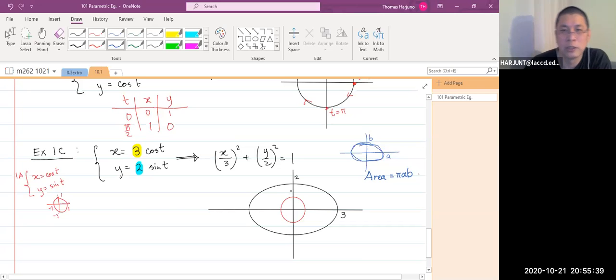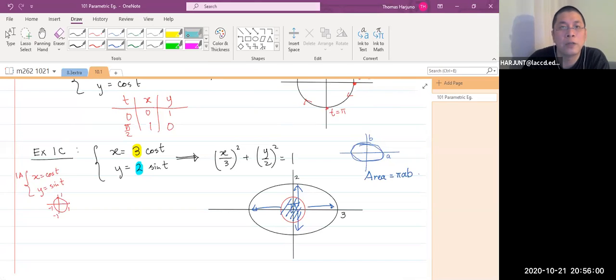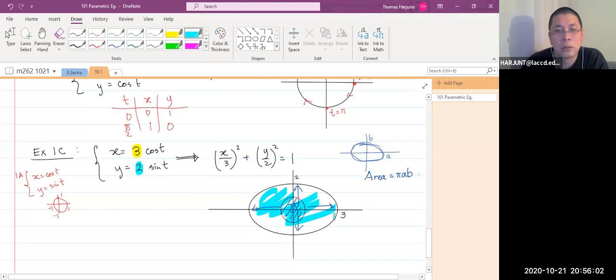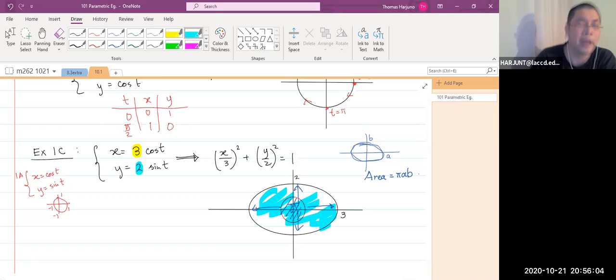What's the logic? The area of a unit circle is pi times 1 squared, so it's pi. When you stretch that by a factor of 3 left and right, then the area becomes 3 pi. When you stretch that by a factor of 2 up and down, the area becomes 3 pi multiplied by 2. So the area of this ellipse here is actually 6 pi. Bang, done. No calculus.